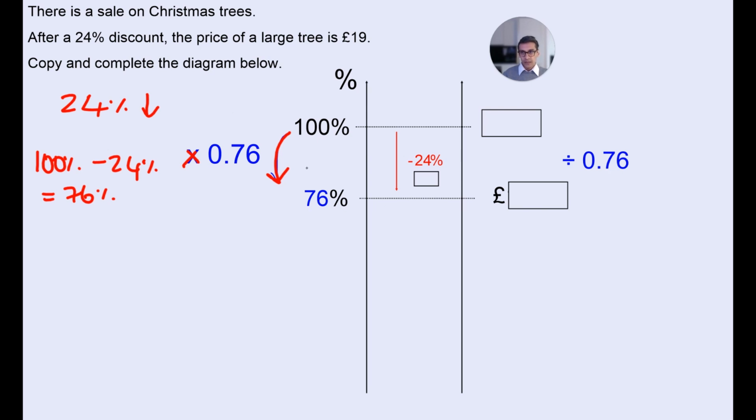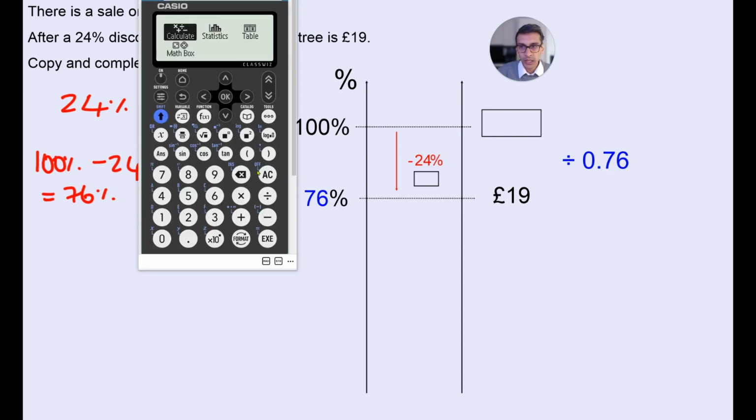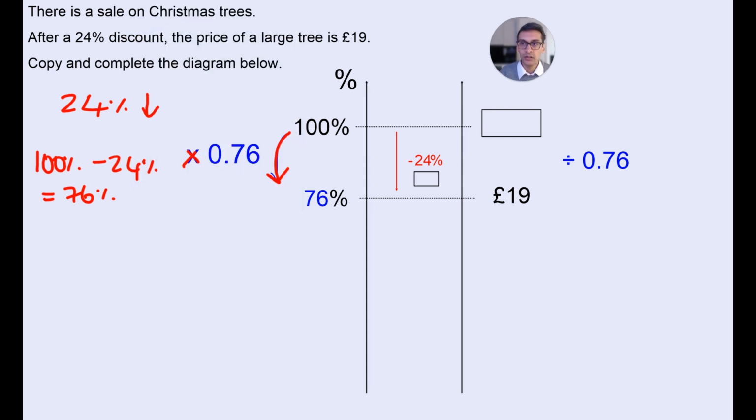And then we know that after the discount, the price is £19. So 19 divided by 0.76. Now let's use our calculator for that. Okay, so what we have here is 19 divided by 0.76 equals 25. So the original price is £25. Now you can always self-check this, and you can check, well, if I decrease £25 by 24%, do I get 19?